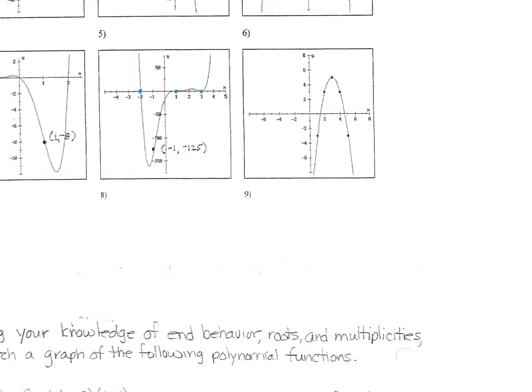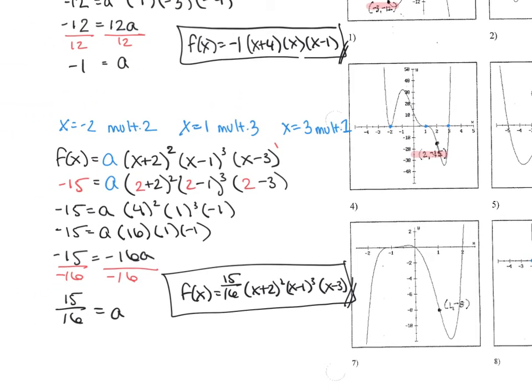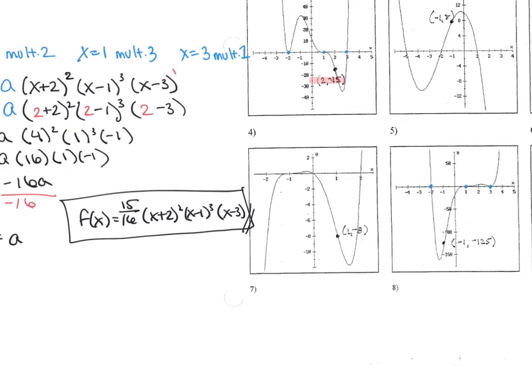So this one's similar to the one that we did previously. We have that weird flat line right there. That's a cube, or a multiplicity of 3. Oh, something I also forgot to say. I'm going to move back to the previous question very quickly. Again, we know this is correct, 15 over 16, because both my ends are facing upward, meaning that we have a positive leading coefficient, which is what we end up with. So always use that to double check.